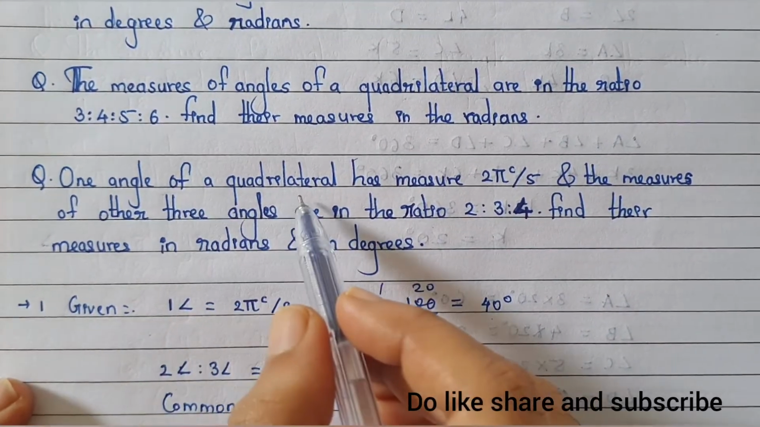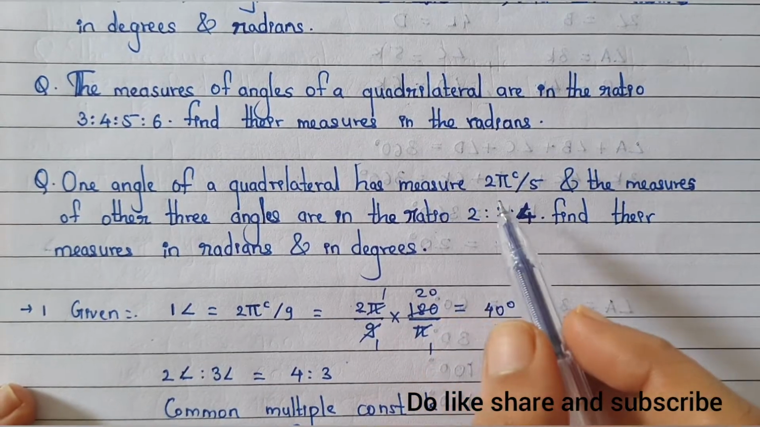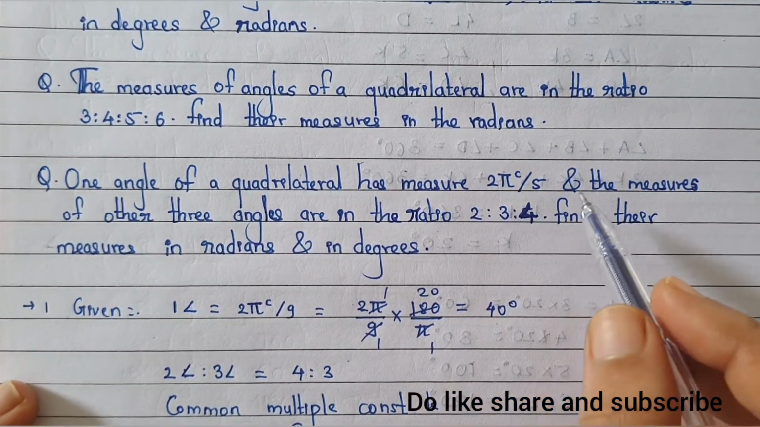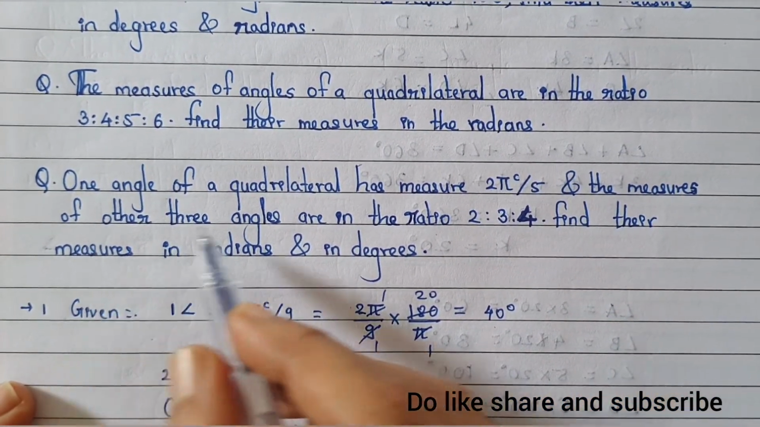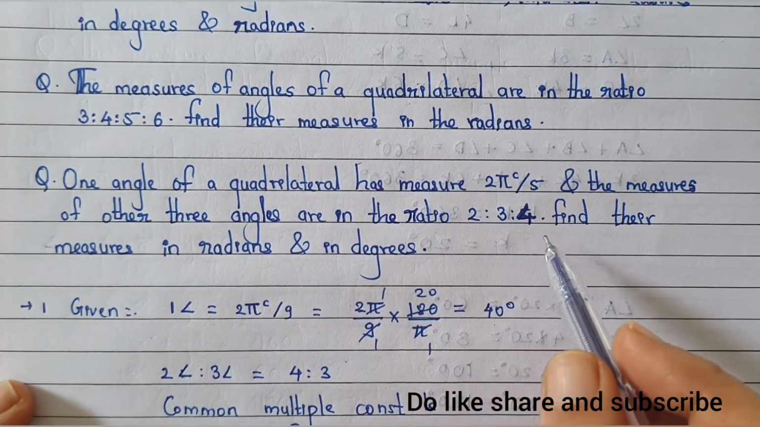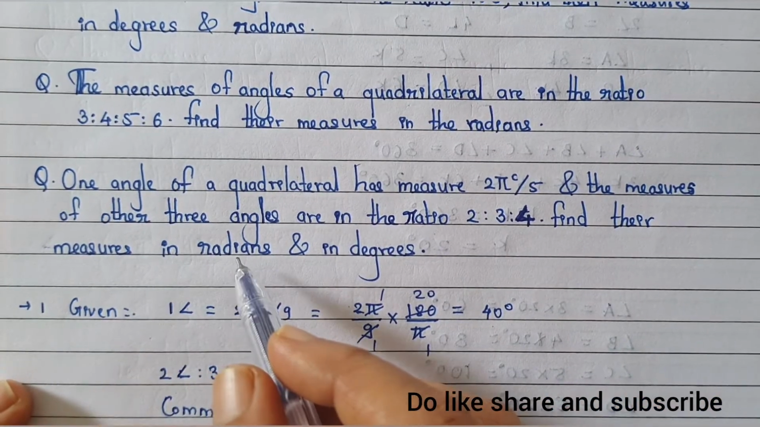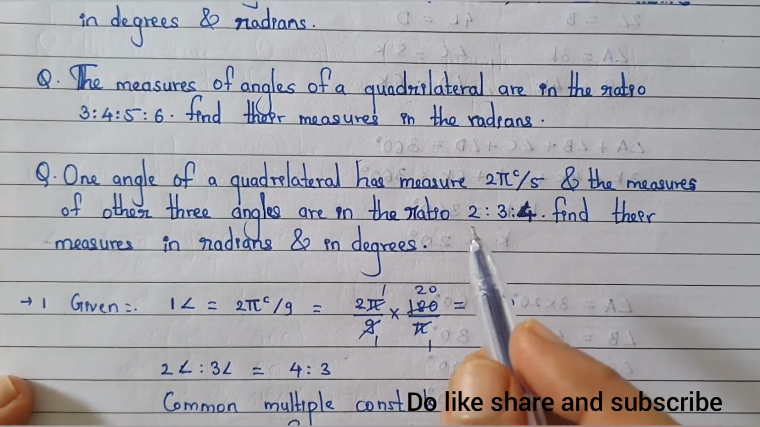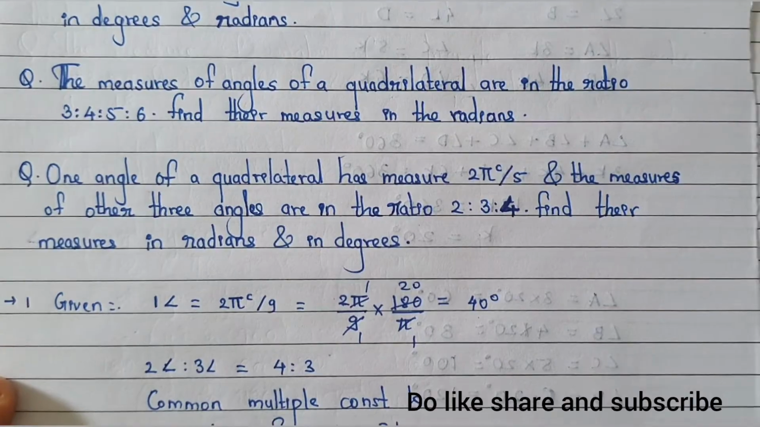one angle of a quadrilateral measures 2 pi by 5 radian and the measures of the other three angles are in the ratio 2:3:4. Find their measures in radians and in degrees also. So let us see that.